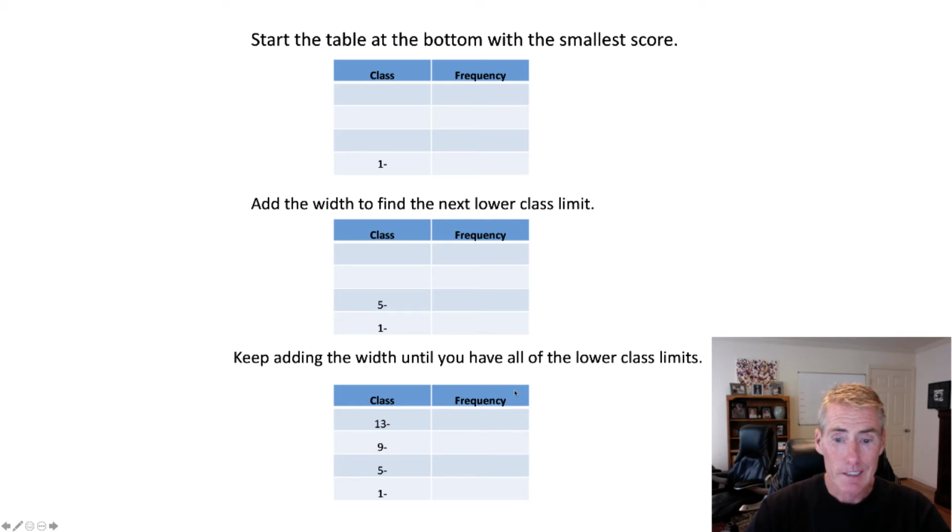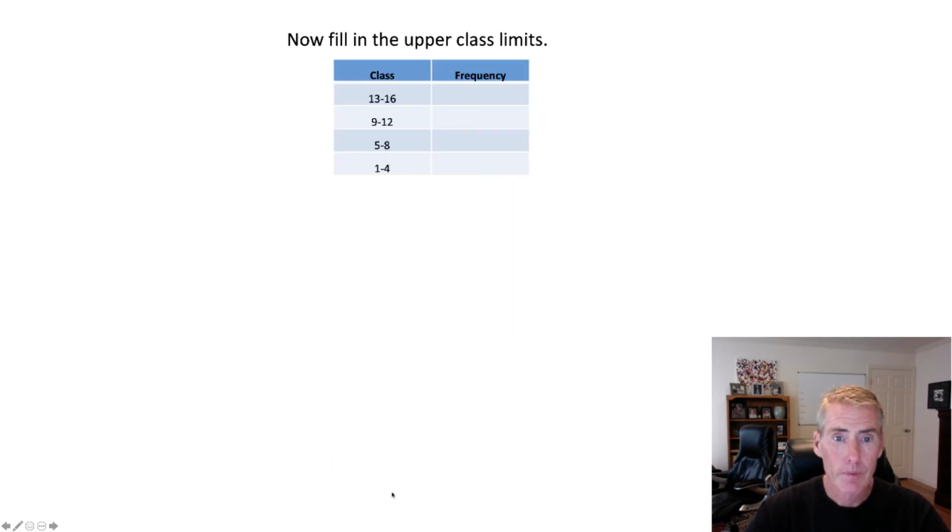Now before I go to the next slide, check out this. So this one down here goes from 1 till what? Well, if this one starts at 5, this one's going to have to end at 4. And then this one used to have a blank here, but if this one is starting at 9, this one has to end at 12. Or you could also take the class width, which is 4, add on, you get 8, add on, you get 12, add on, you get 16.